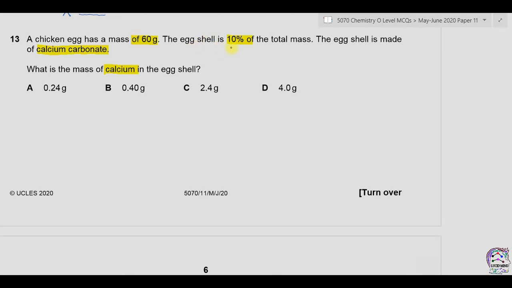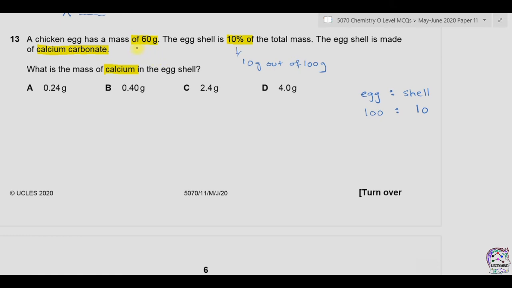Now they have given that eggshell is 10% of the total mass. It means it is 10 grams out of 100 grams. Now first finding the mass of shell, we have egg ratio shell. As eggshell is 10%, so it is 10 and egg is 100.